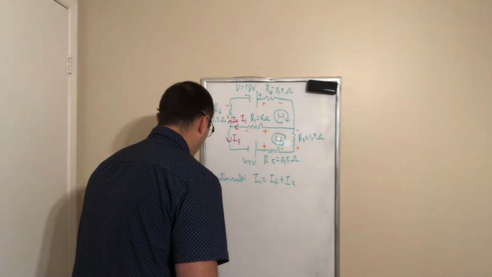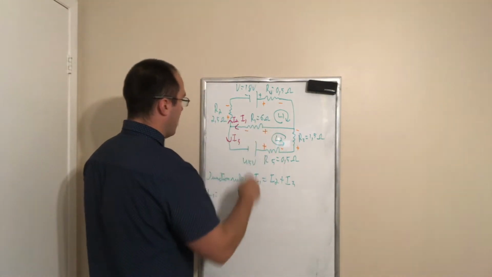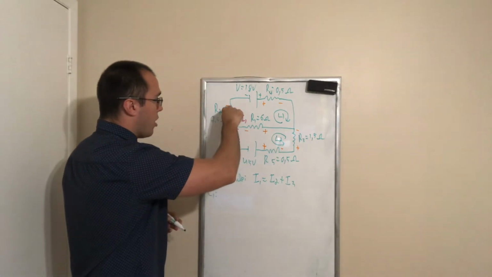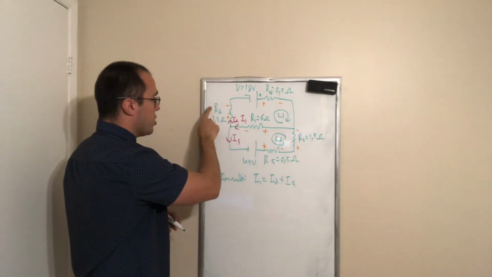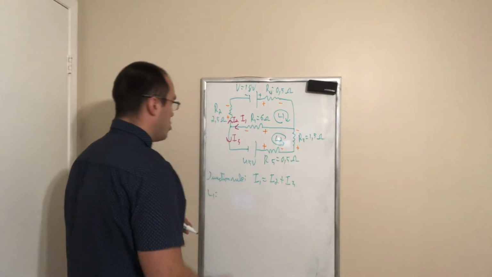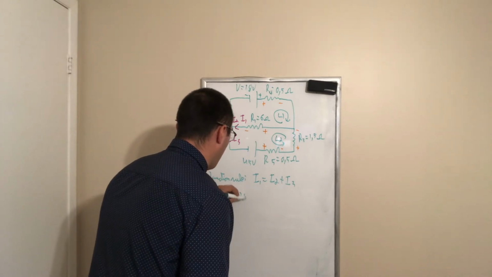So L1, what will be the formula for L1? Well, it is this loop. Let's say we're going to start at this corner, at the junction. So we got a voltage drop. It is the voltage drop of R2. Note, R2 is 2.5. So I'm going to write minus I2 multiplied by 2.5.